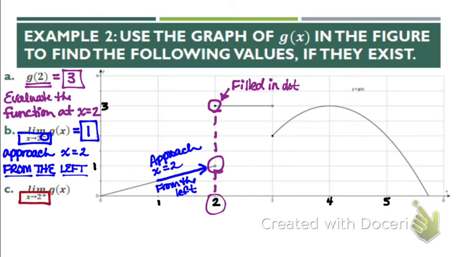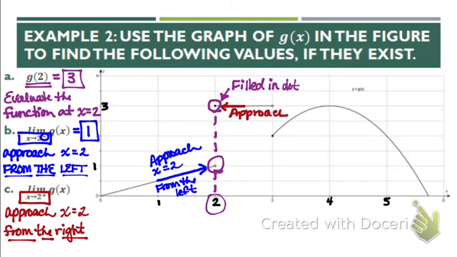Look just at the notation here on part C. What does the notation seem to indicate I'm supposed to do? Approach from the right. We are going to approach x equals 2 from the right. So I'm on the right-hand side of 2, and I'm going to go backwards. So I'm approaching it this way. What y value are we approaching if I do that? 3.